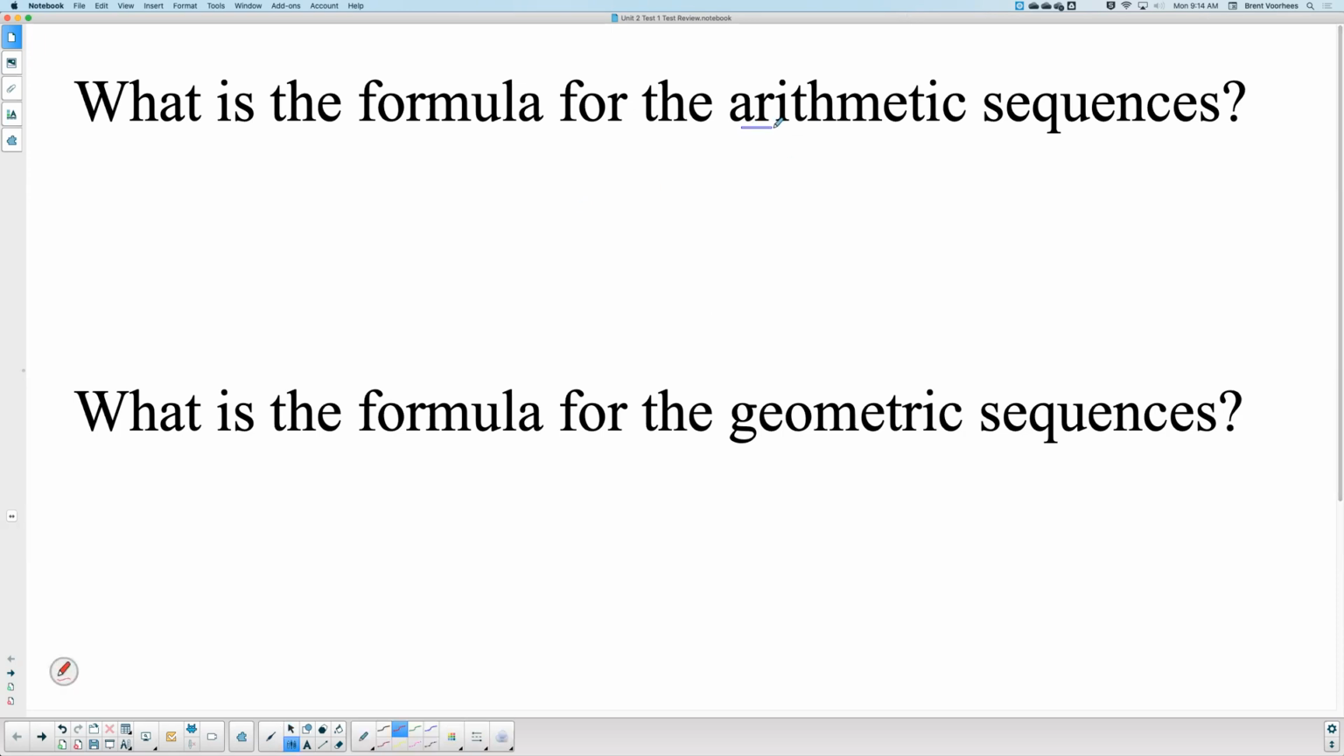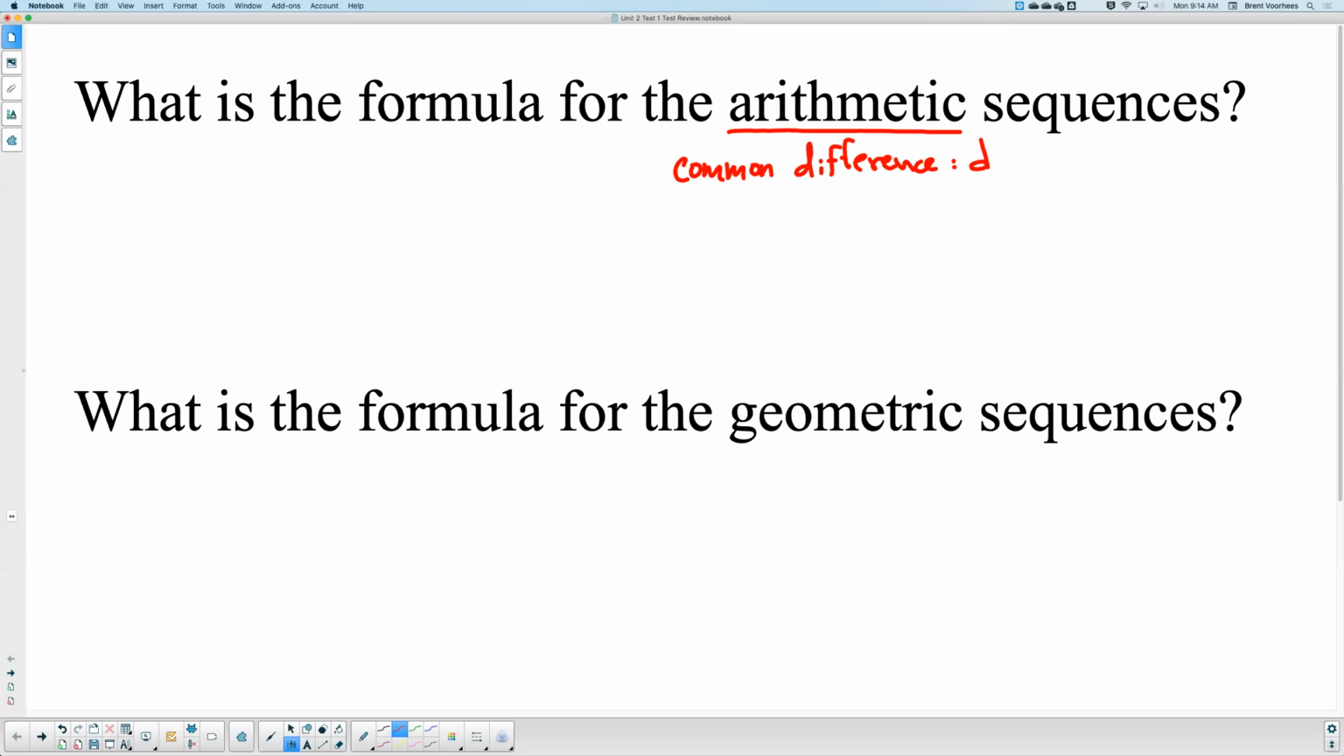Arithmetic, what does it mean if you have an arithmetic sequence? They're adding or subtracting to one another. Okay, they had a difference, a constant difference is what we called it. A common difference, actually, which took the letter D. So what was the formula we used at the beginning of Lesson 2.1?